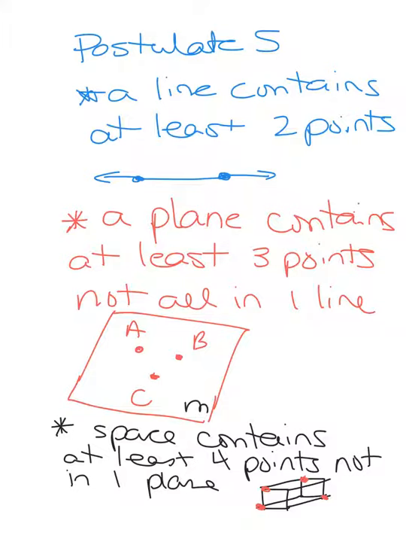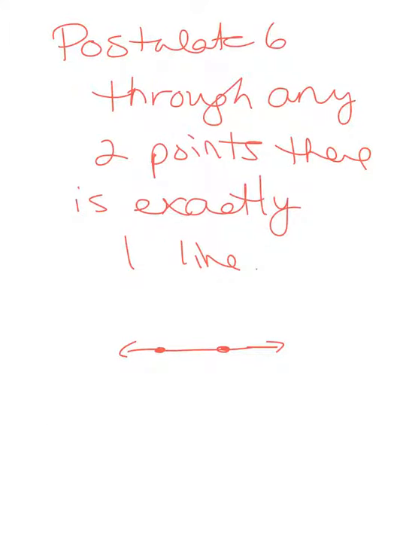And the last part of this postulate written in black says space contains at least 4 points not in one plane. So I drew a 3-dimensional object the best I could. I'm not the best drawer. That shows that if I want to define space, I have to show 4 points that are not in the same plane. The next postulate says through any 2 points, there is exactly one line.